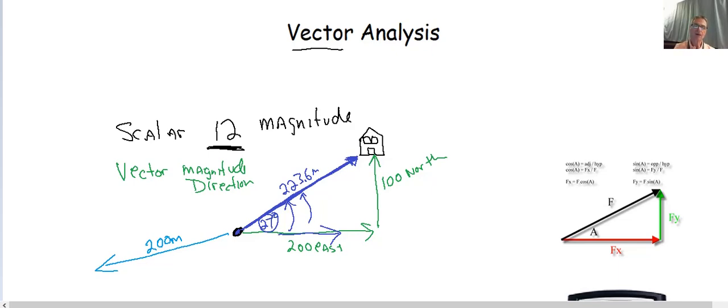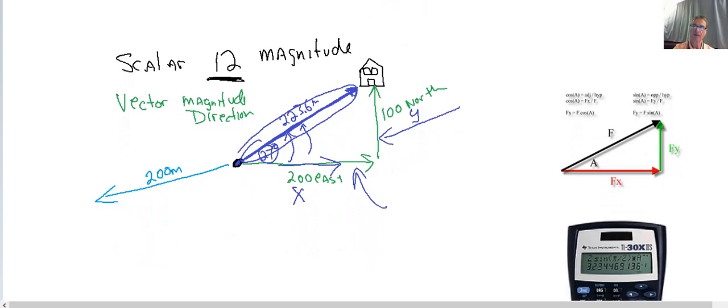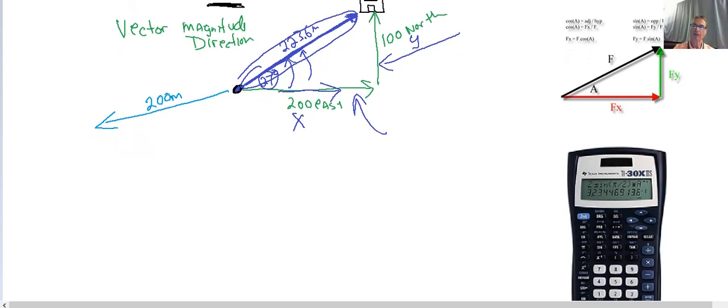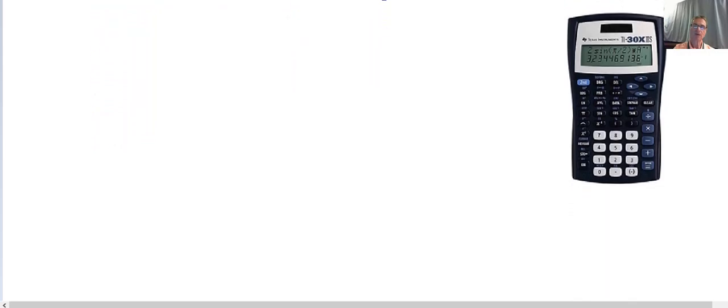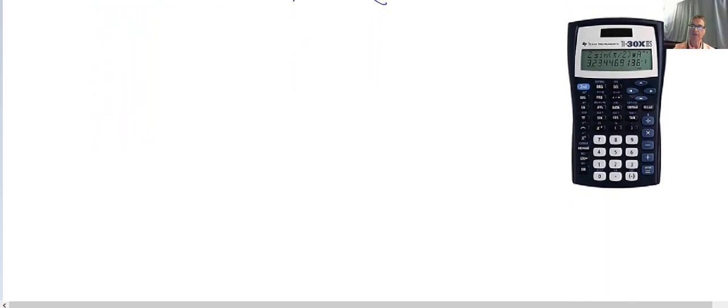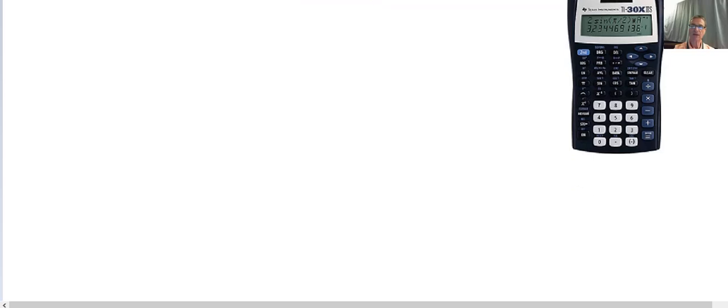In physics, we're oftentimes given vectors like this, 223.6 at 27 degrees. But what we need to do is break it up into its component parts, its x component part and its y component part. That's what we're going to do in this little session. We want to be able to break up our components. And to do that, we're going to need to use trigonometry. Hopefully you've had some trigonometry in the past.